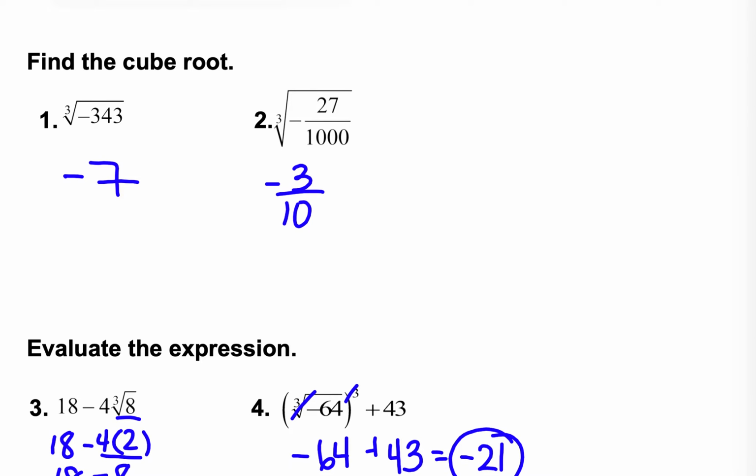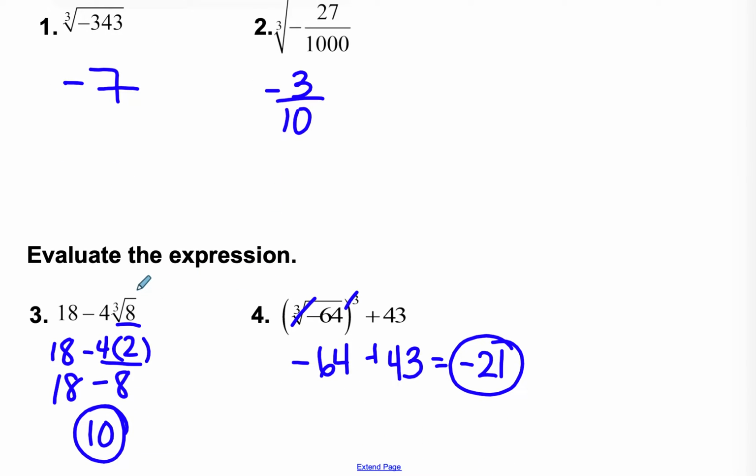All right, number 1, the cube root of negative 343 is negative 7. For 2, the cube root of 27 is 3. The cube root of 1000 is 10. We have a negative sign here, so we have a negative sign in our answer.